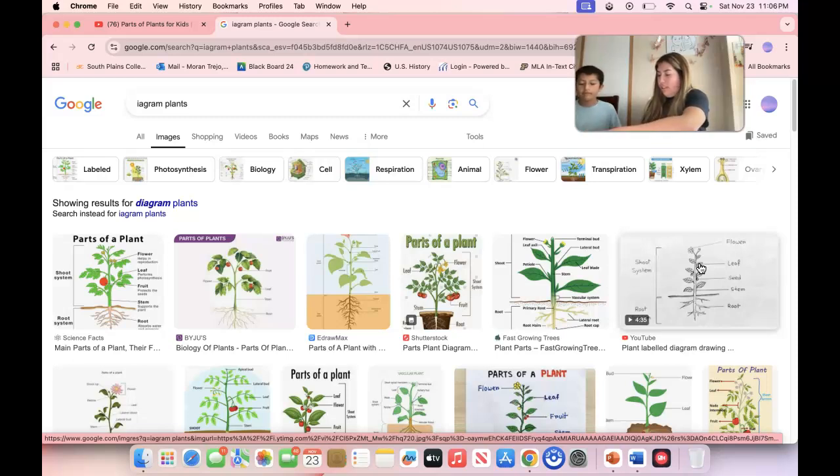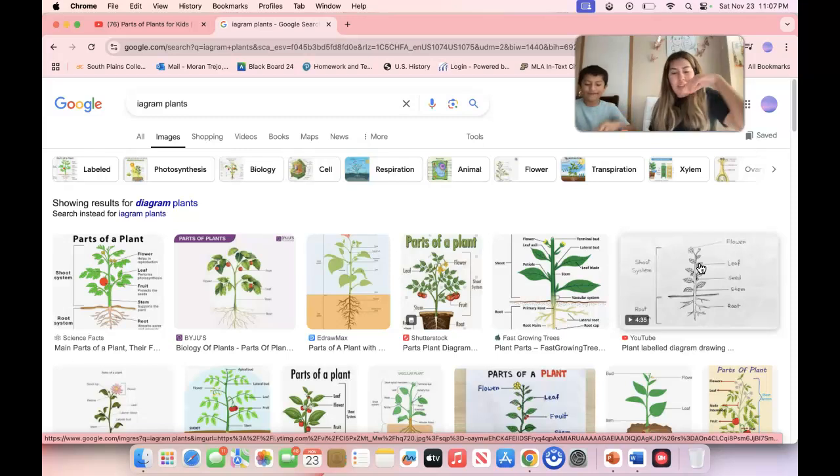Okay. Can you label your chart? We have the... And show us the words. Just the words. We have the... What words do we have? The root. Okay. Then we have the stem. Okay. Then we have the leaf. Okay. Then we have the flower. And finally we have the seeds.